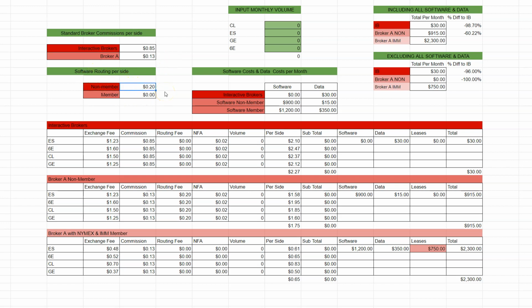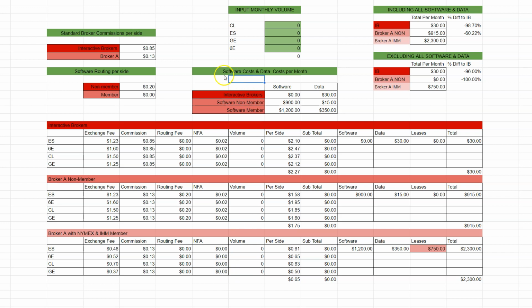So this is if you use CQG, CTS, TT, any of these people, they have a fee per side routing that goes on top of your regular fees. If you're a member, you won't pay that. I'll explain why in a second. You've then got NFA, the National Futures Association. If you're not a member, you've got your NFA fees, and they are 2 cents a side. But if you're a member, you don't pay those because they're there just to protect non-pros.